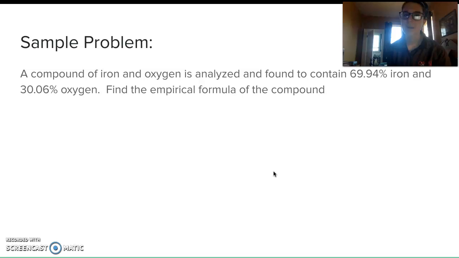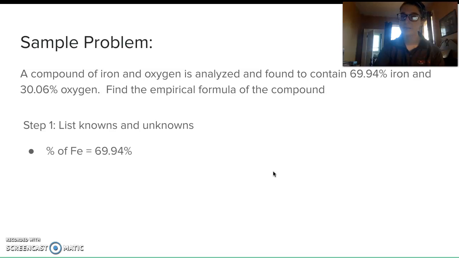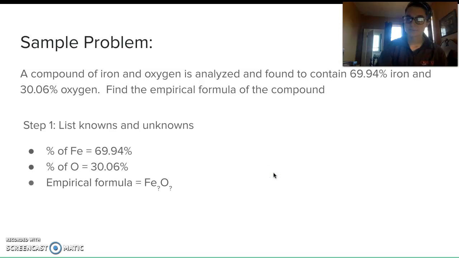Let's say we have a compound of iron and oxygen, 2 elements. We analyze it and find that it contains 69.94% iron and 30.06% oxygen. We want to find the empirical formula of the compound. First step, we're going to list the knowns and unknowns. So we know that we have 69.94% of iron and 30.06% of oxygen. The empirical formula we're looking for is going to be Fe with a subscript and O with a subscript.